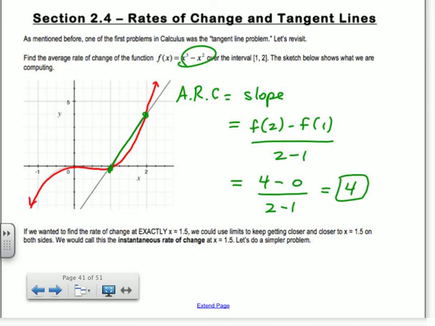But if I wanted to find the instantaneous rate of change, that means at that exact point, what is the slope? So if I ask for the instantaneous rate of change at 1.5, that would be right here, and it would be asking for the slope at that point. In other words, it's asking for the slope of the tangent line at that point. So remember, tangent just barely touches.